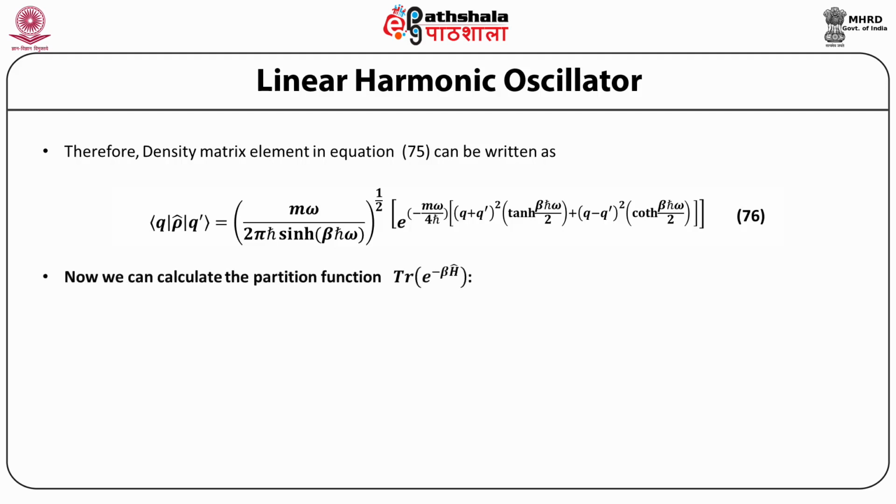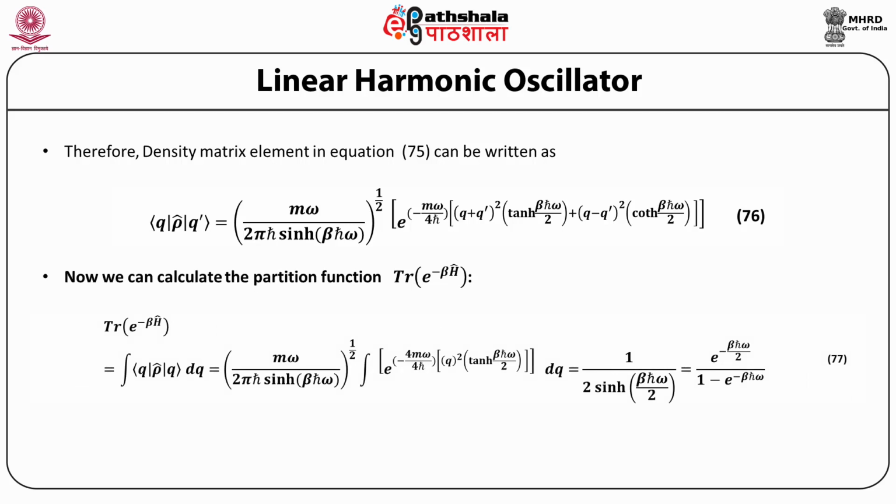Now we can calculate the partition function, the trace of e^(−βH). The trace of e^(−βH) is equal to the integral of the matrix element of rho between q and q, integrated over dq, which is equal to (mω / 2πħ sinh(βħω))^(1/2) multiplied by the integral over q of e^(−(mω/4ħ) q² tanh(βħω/2)), which is equal to 1 / (2 sinh(βħω/2)), which is equal to e^(−βħω/2) divided by 1 − e^(−βħω).